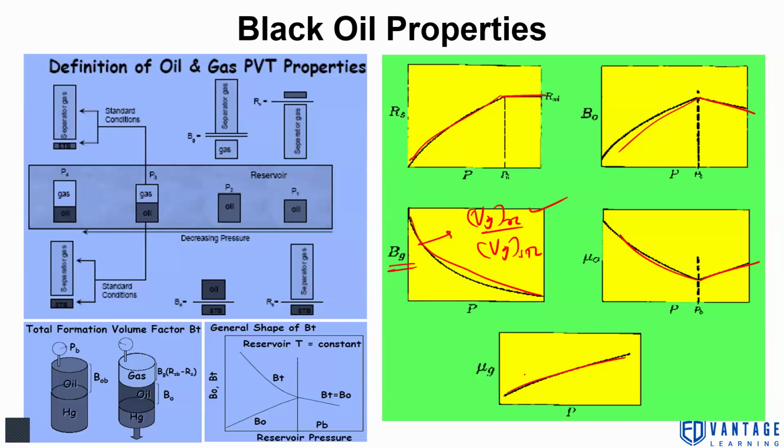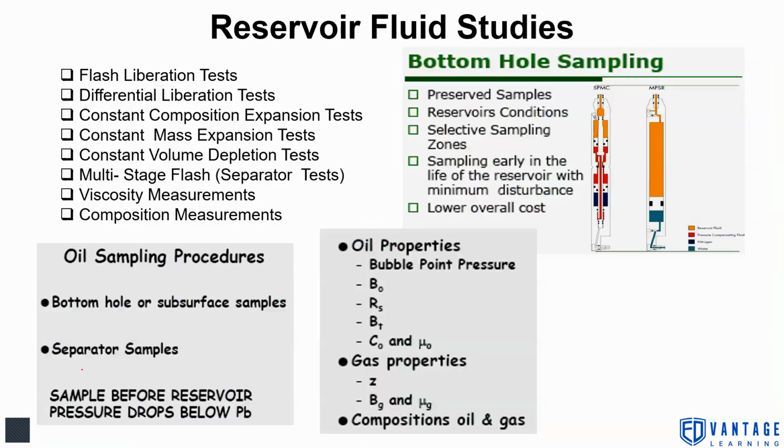So this is how we define the oil and gas PVT properties. So Bg comes from this separator gas to gas in reservoir, right? That is how we define. So I'll discuss more with fluid studies. We do flash liberation test as a part of laboratory examination, differential liberation test, constant composition expansion test, constant mass expansion test, constant volume depletion test, multi-stage flash separator tests, viscosity measurements, and composition measurements.